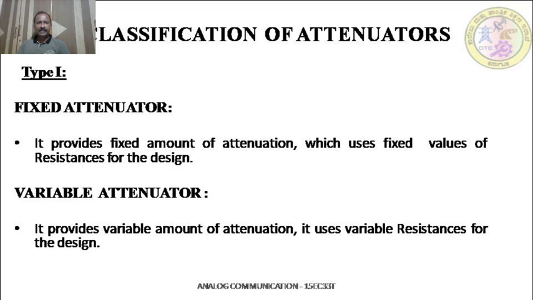The second type is variable attenuators. A variable attenuator means the circuit gives variable attenuation. Normally these variable attenuators are constructed using variable resistors.